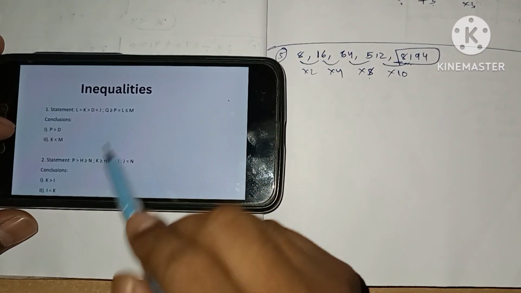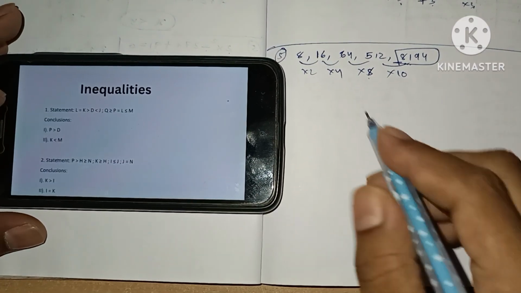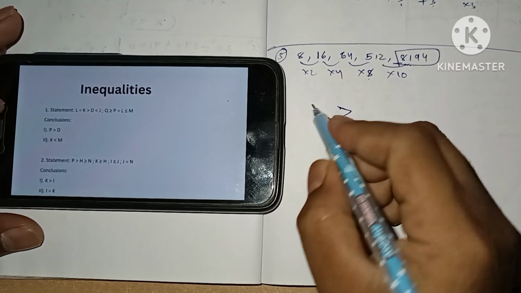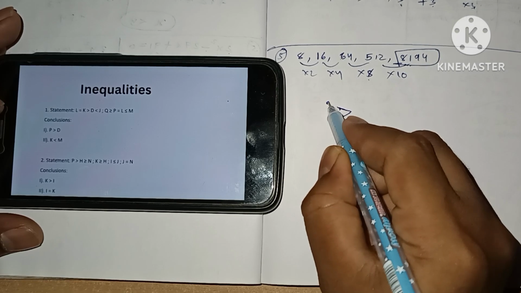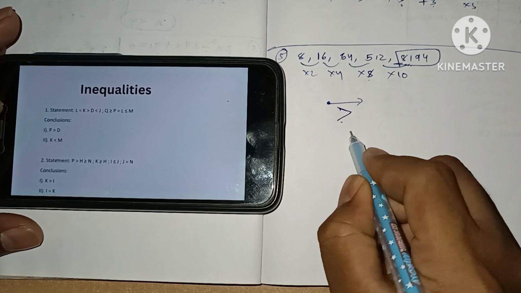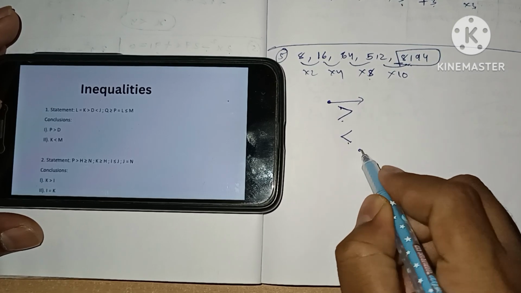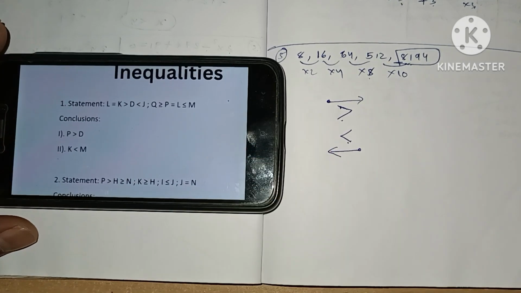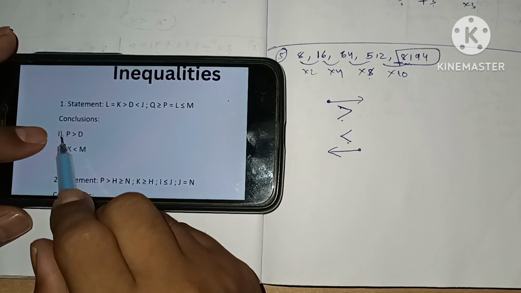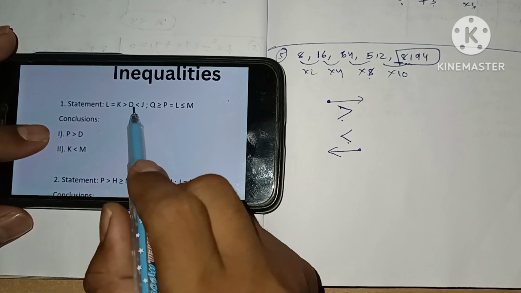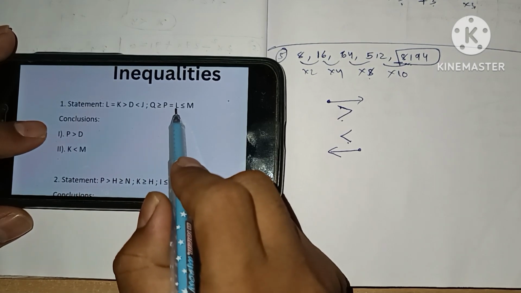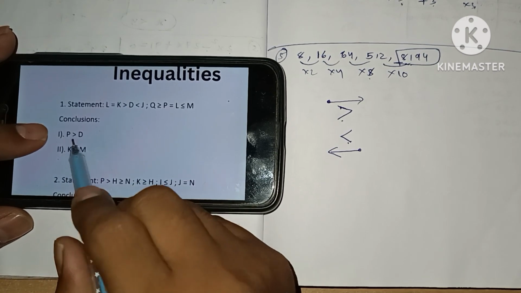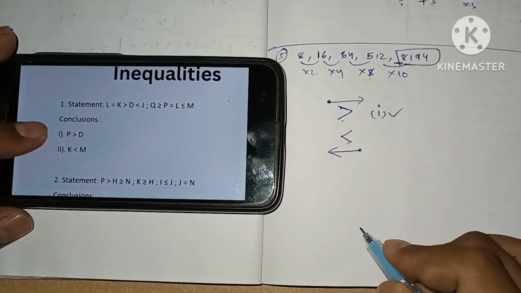Now we are going to see inequalities. For inequalities, the method we are using is the flow method. If we see a symbol like this, I always say that the flow is from this side to this side. If I see a symbol like this, I always say that the flow is from this side to this side. Let's see with the questions. First question, the first conclusion is the flow from P to D. From P we can reach only L. From L we can reach K and D. So the first conclusion will be true.